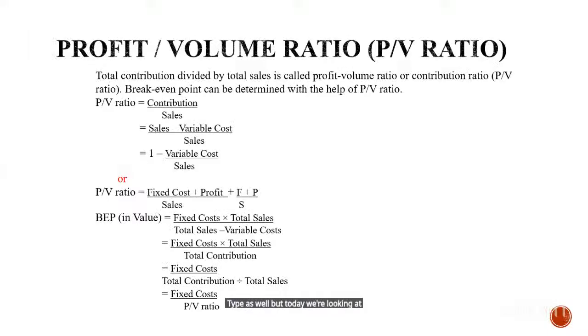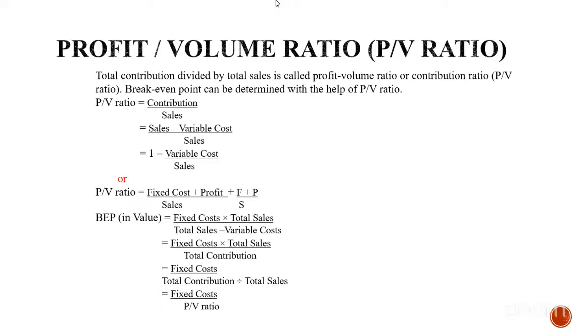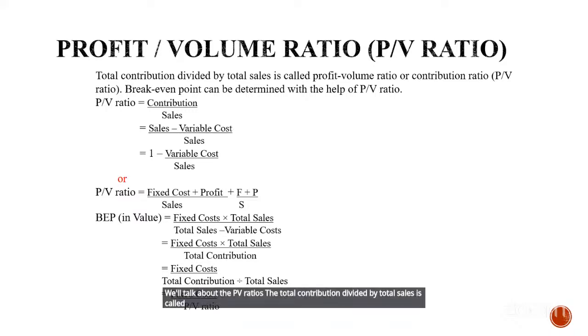Profit volume ratio, which is the PV ratios. I remember that we started this topic in our last discussion, and I feel we should start all over again on this very topic. So we'll talk about the PV ratios. The total contribution divided by total sales is called profit volume ratio, or contribution ratio, or PV ratios.